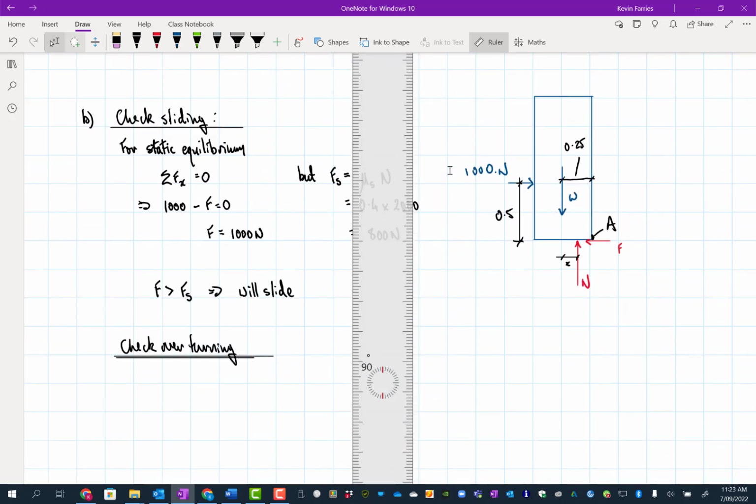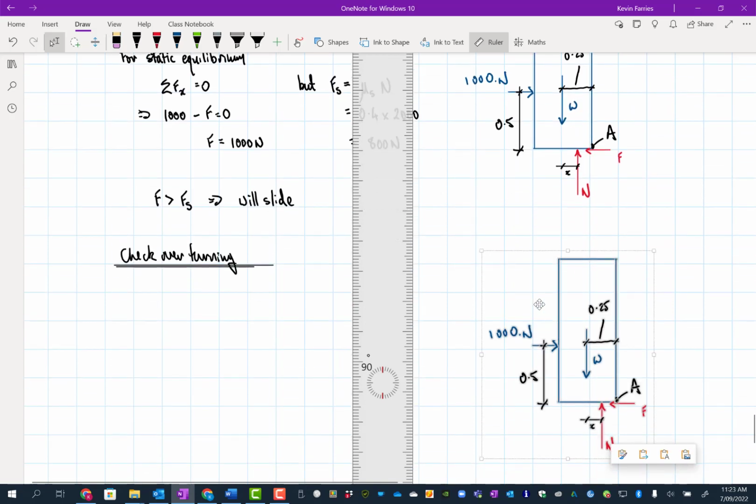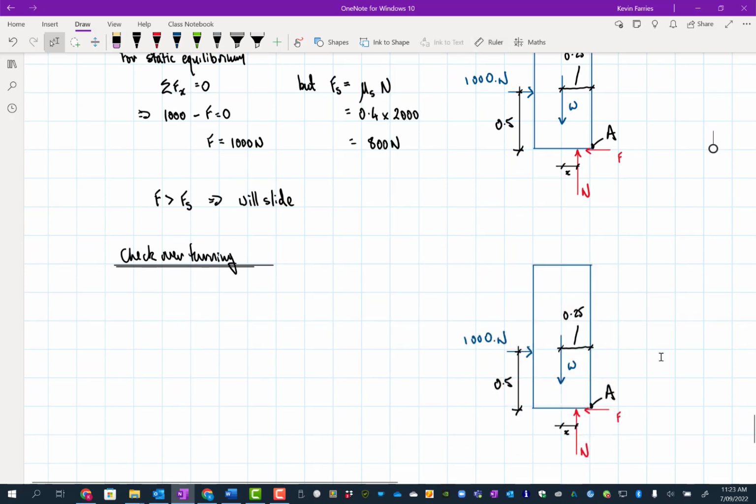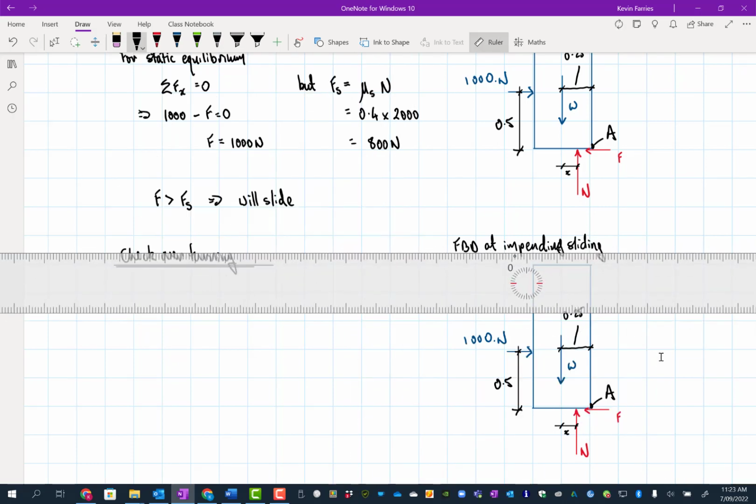Let me just grab this again, we'll just copy that down. And so if we were imagining increasing that load slowly, then we would get to 800 newtons here. So let's just label this diagram. Free body diagram at impending sliding, let's say. To go back to primary school, impending sliding. Learn how to write.